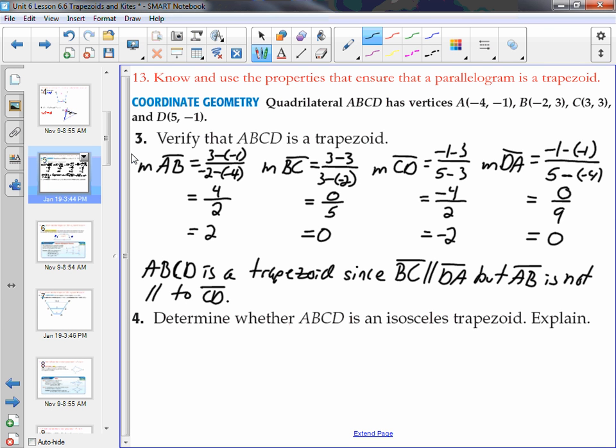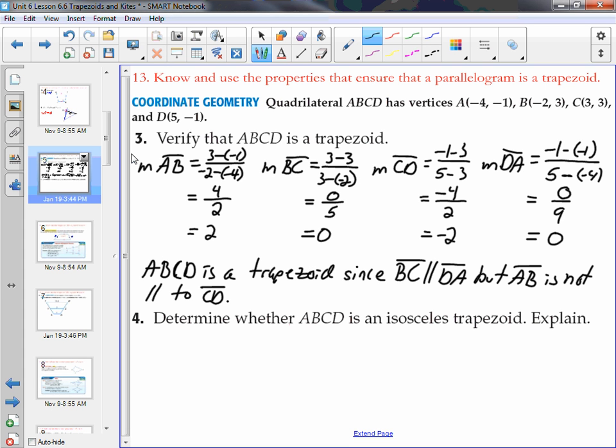Determine whether ABCD is an isosceles trapezoid. Well, there's a few different ways we can go about this, but the most straightforward way is the definition. If it's isosceles, the legs are congruent. Which two are the legs? AB and CD, because they're the non-parallel sides. So let's find the length of AB. Let's find the length of CD. If they're equal, then it's isosceles. If they're not, it's not.